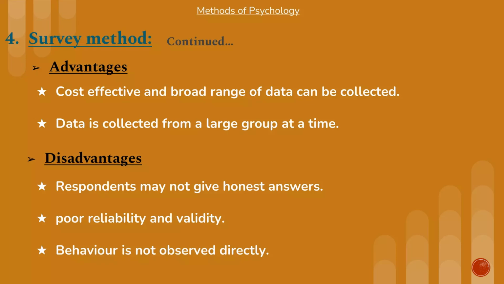So the disadvantages are, respondents may not give honest answers. This is a big problem with survey experimentation. There is poor reliability and validity of the survey form, and the behavior is not observed directly. Someone has to answer the questionnaire from the remote side, so you cannot see the behavior, the emotions, or the other things in this method.